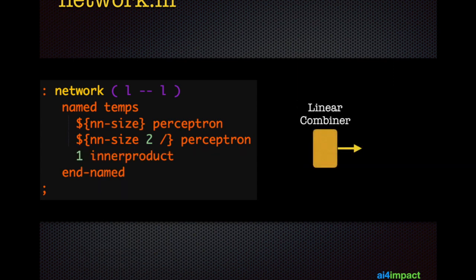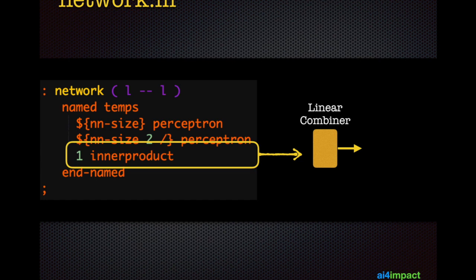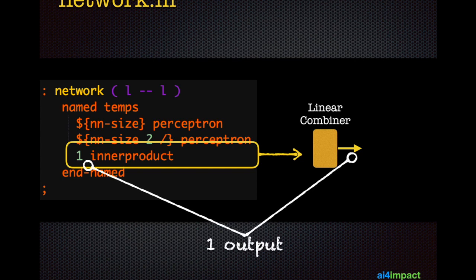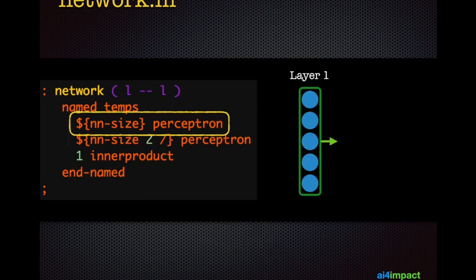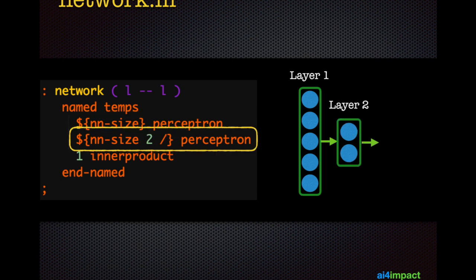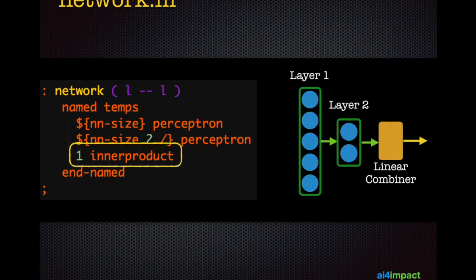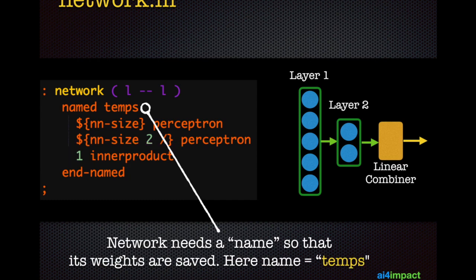Finally, we have the linear combiner, which is simply a single output, and the linear combiner is called an inner product. The 1 corresponds to the fact that there is just one output for this combiner. So again, layer 1, followed by layer 2, followed by the combiner. And that defines our network. We need a name called temps, which is a unique name for the weights of this network to be saved.